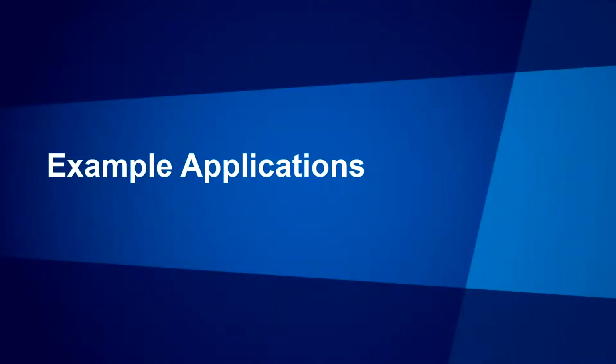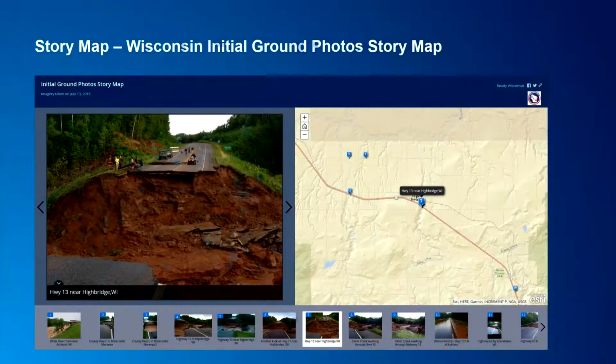So let's start to look at some examples of what right might look like in terms of modern ways of getting information and sharing information with the public. So here's an example from the state of Wisconsin during the floods that they experienced last summer. So a story map tour, in this case highlighting where photos were taken on the ground, immediately starts to convey the magnitude and the extent of the damage that happened for this particular flooding incident.